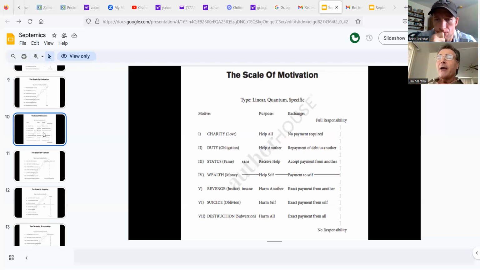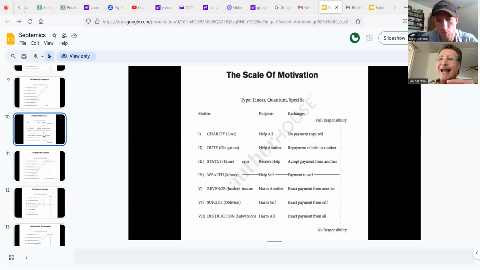And at one, charity, no payment is required. If a person is charitable, he doesn't require any payment. So that's what sort of makes this go. That is the underpinning of this subject. So going from seven up to one, destruction, which could also be called subversion, is harming people. Up from that is suicide, which is oblivion, which is harming yourself. So a person who's at level six, a suicide, there's an oblivion in that.